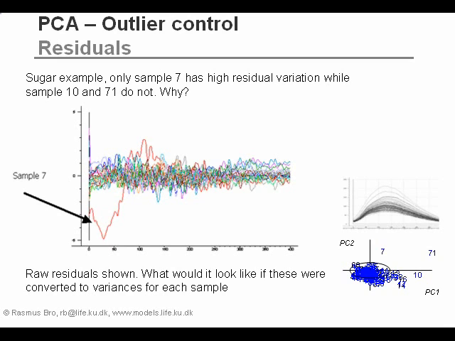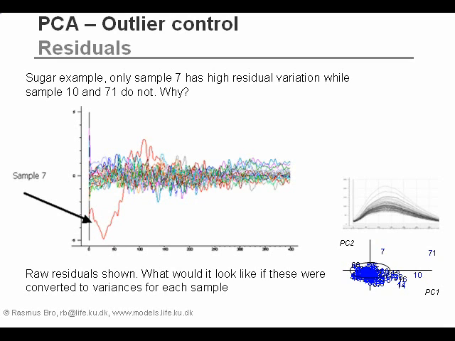All the other samples have residuals of the same and smaller magnitude. So there's something different about sample 7. In this case, it means that sample 7 has a spectral part that does not exist in any of the other samples, and therefore it's different from all the other samples. Then we have to decide what the right thing is to do with that sample.